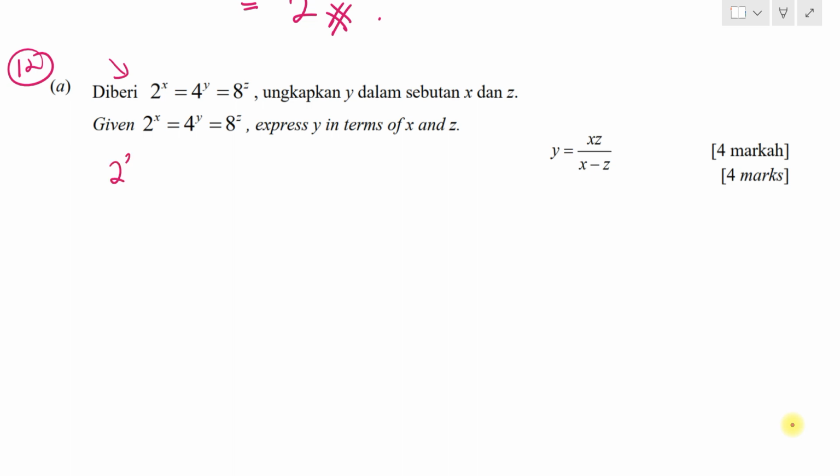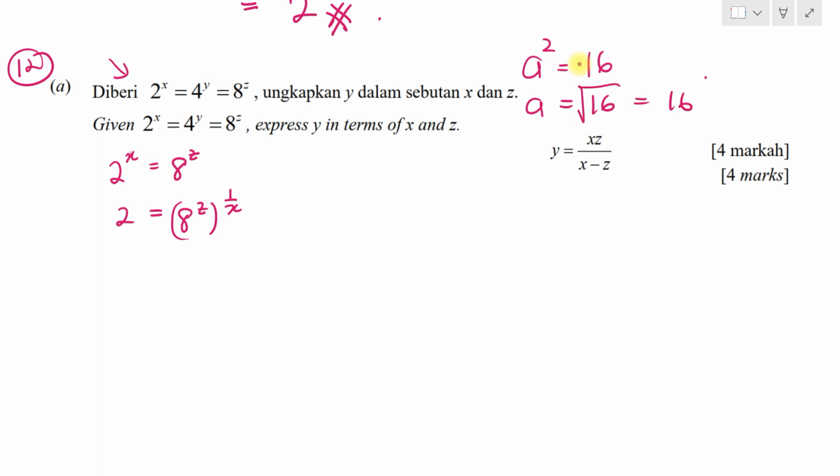Okay, first of all, maybe the 2 power x I make it equal to 8 power z. So if I want the 2 only, the x becomes 1 over x. Okay, you must know this. Like for example, a power 2 is equal to, let's say, 16. What will you do? We want the a, the square becomes square root, right? It is same like 2 becoming half. Same lah, the x becomes power 1 over x. So 2 is equal to 8 power z over x.